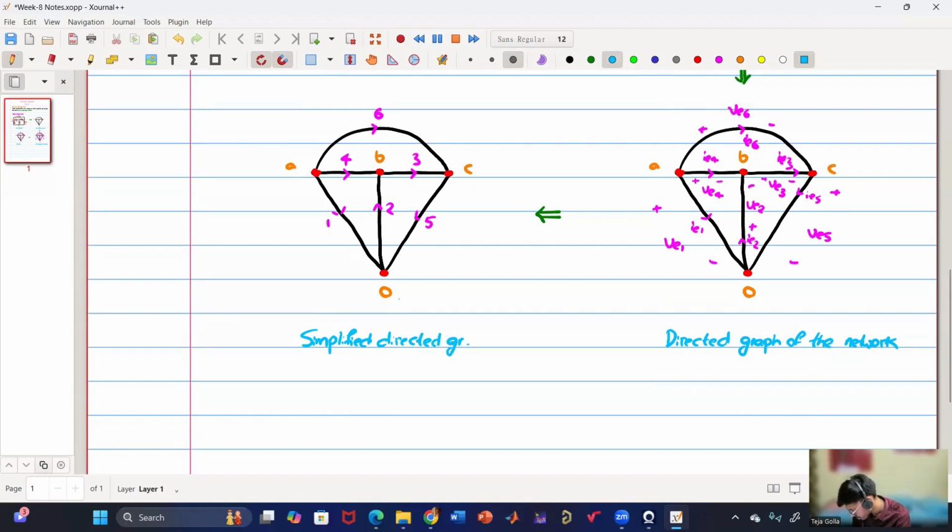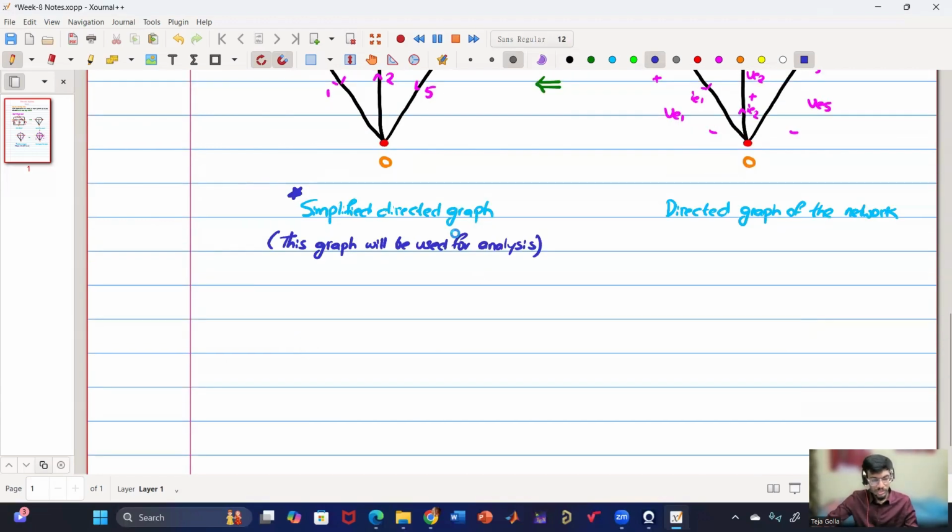Yes, sir. So this is what we will be using throughout this course whenever a graph comes. This graph will be used for analysis because it is simple. Also, it has all the necessary information. So that's why we are going to use this graph.